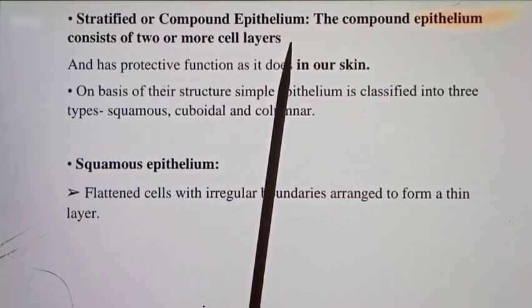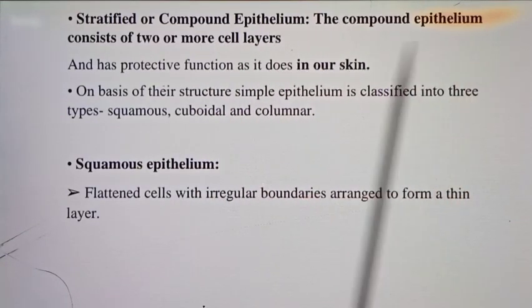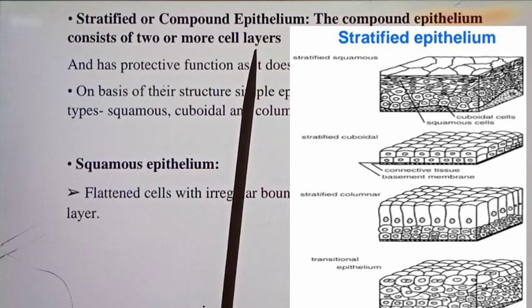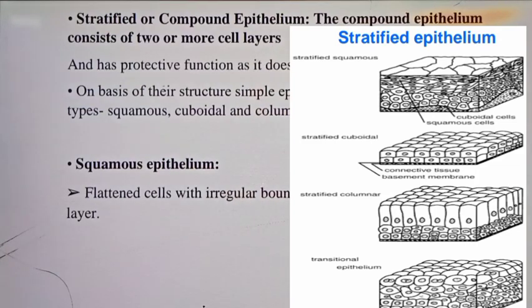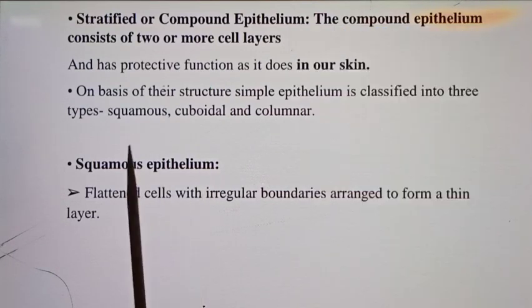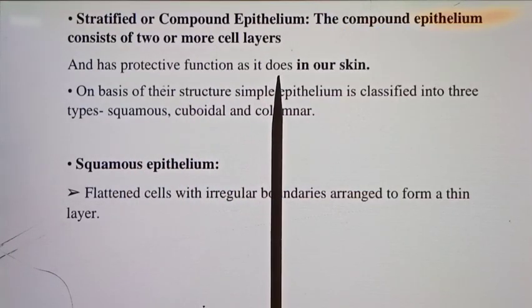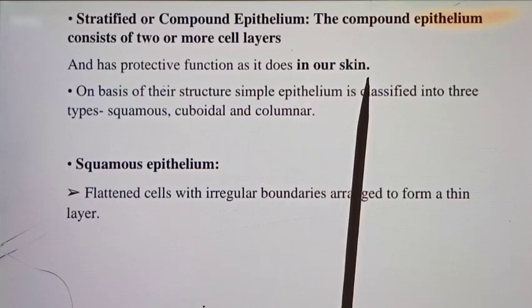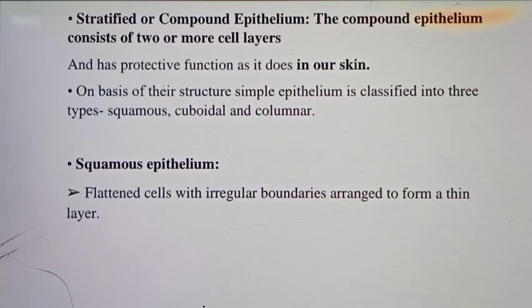Stratified or compound epithelium means the compound epithelium consists of two or more cell layers. You can see in the picture, the cells are arranged in layers as a protective function, as it does in the skin. In our skin, it is multi-layered epithelial tissue. That means it is a stratified epithelium. Our skin is made up of stratified or compound epithelium. Hence, it protects our skin.